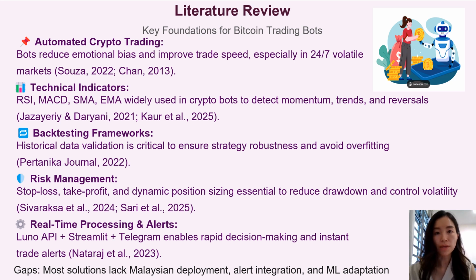Next, risk management. Features like stop loss, take profit, and dynamic position sizing are essential for protecting capital and reducing drawdowns. Finally, we review real-time data processing using the Luno environment-based API, Streamlit, and Telegram. Trading boards can execute trades instantly and send alerts. However, most existing studies lack real-time integration, retail-level scalability, and Malaysian-specific deployment. This study addresses those gaps with localized, machine learning-enhanced trading solutions.